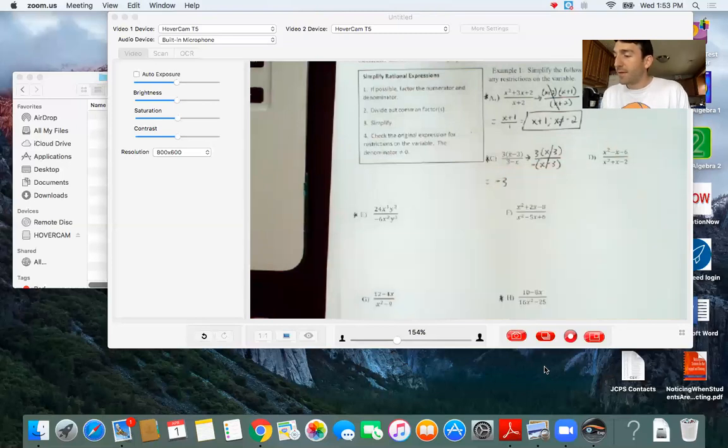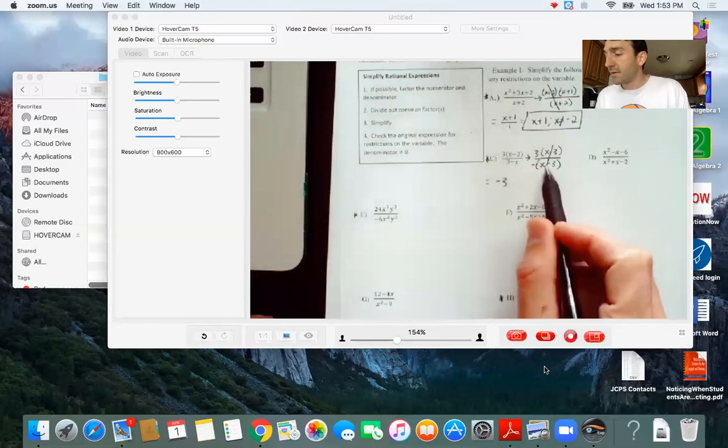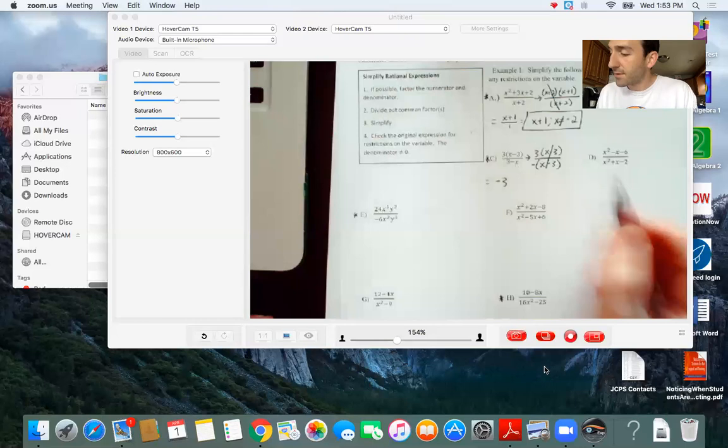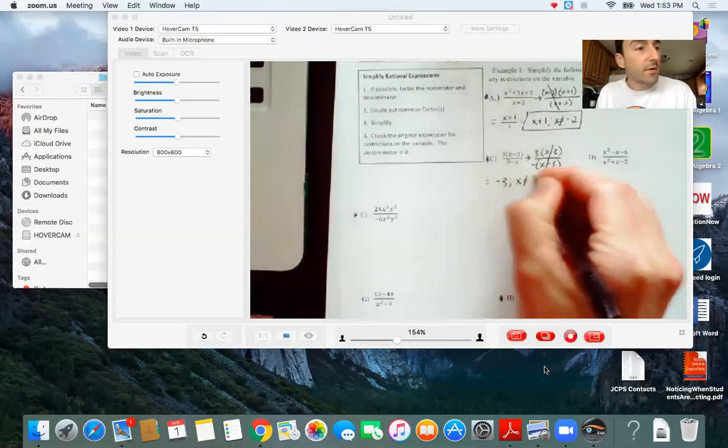So if we put this in our graphing calculator, we would just see y equals negative 3, which would be just a horizontal line. We do have to consider this restriction, though. So if we set x minus 3 equal to 0, we would get x equals 3. So x cannot be 3.